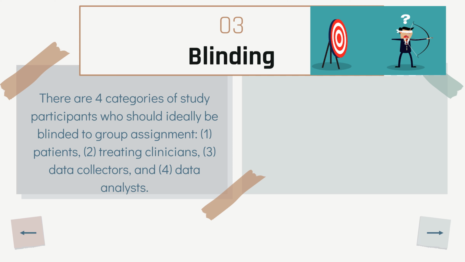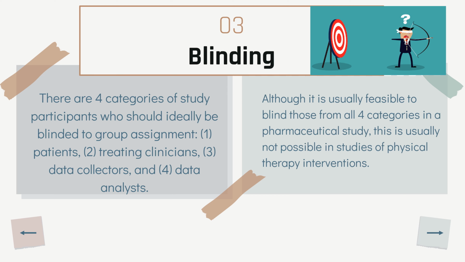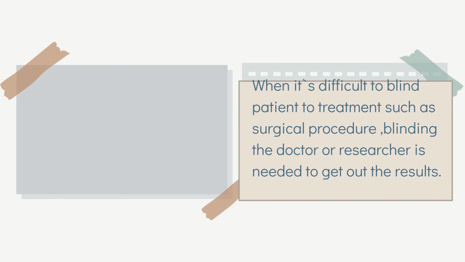Blinding. Blinding means that people involved in the study don't know which treatment was given to which patients. Patients, researchers, data collectors, and others involved in the study shouldn't know which treatment is being administered. In pharmaceutical studies, it's usually possible to blind all categories. This is usually not possible in studies of physical interventions.